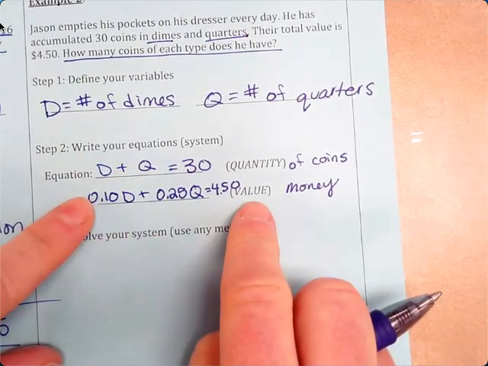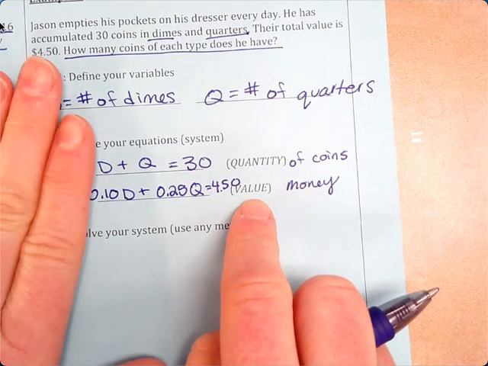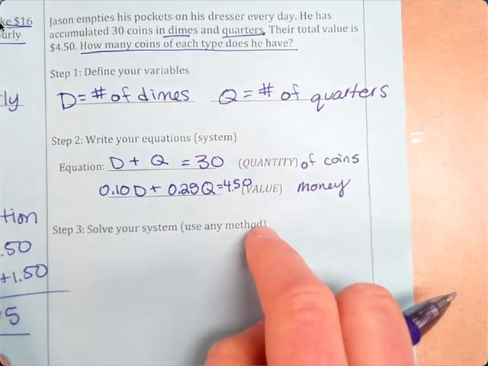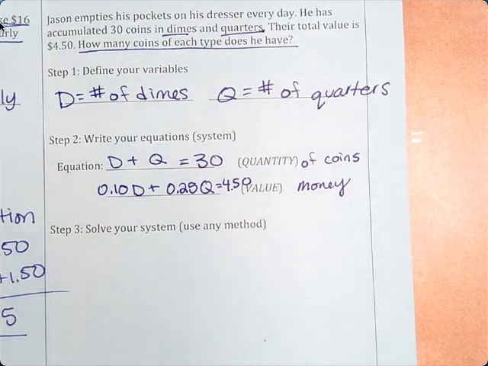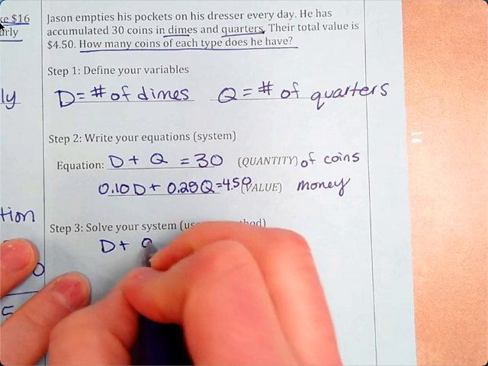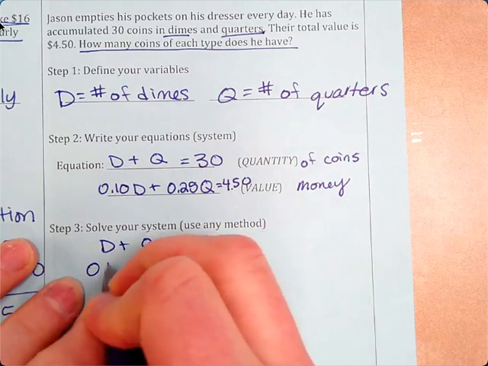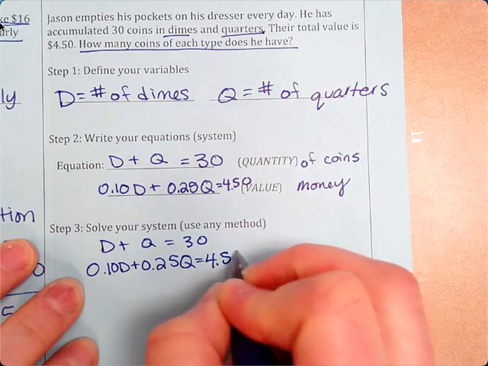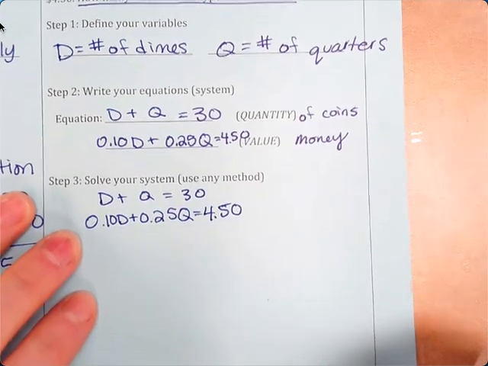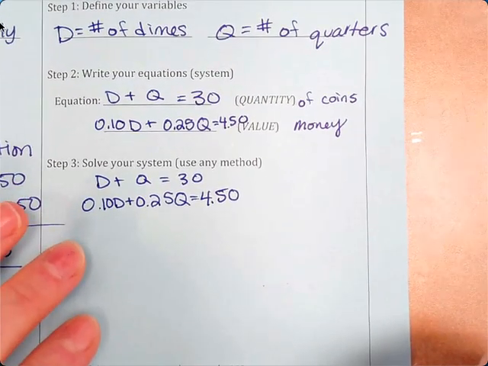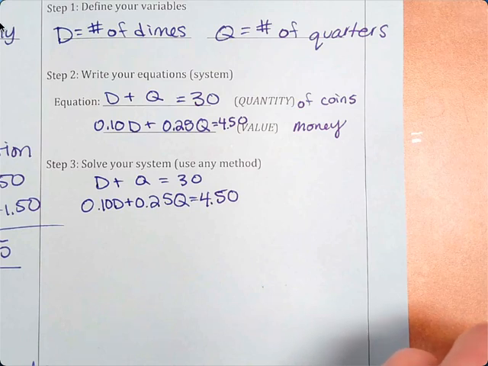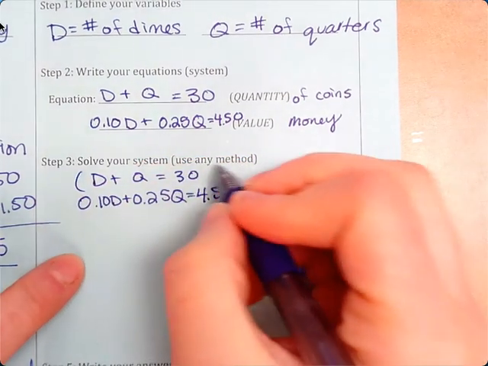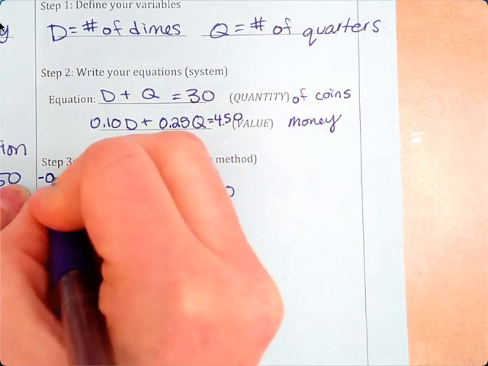Okay, so both of these are written in standard form, like Ax + By = C. So this one, it looks like elimination would be an easier method. So I'm going to rewrite it down here. Okay, so what would we want to eliminate, the D or the Q? Which one would be easier because it's smaller? The D. So we'll multiply everything on the top equation by negative 10 cents.